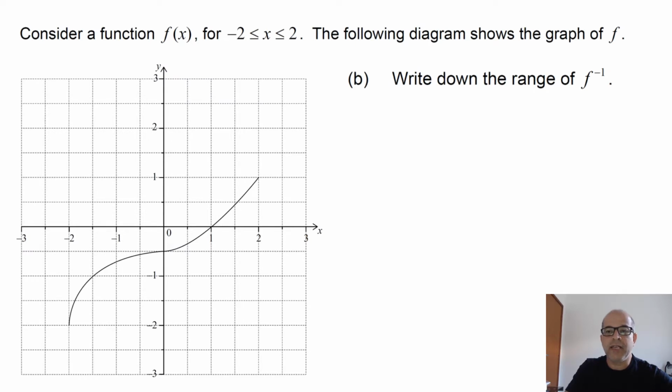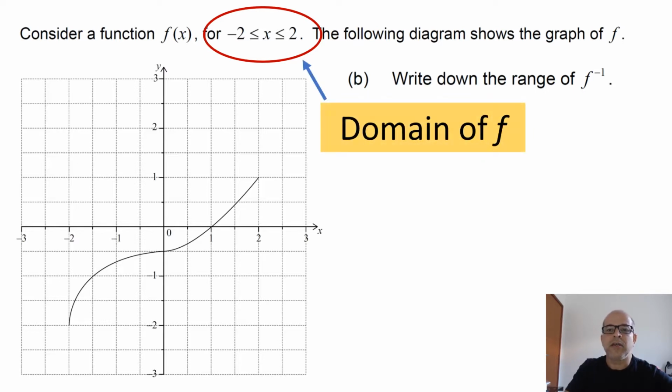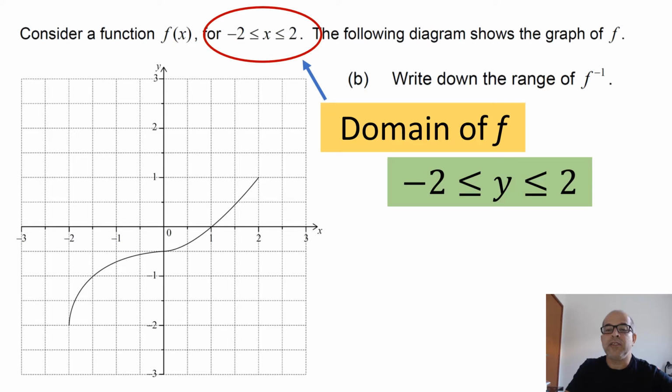We know that the range of f minus 1 is the domain of f, which is given in the question. So without seeing the graph, we are able to state the range of f minus 1. It is the domain of f, which is values of y between -2 and 2.